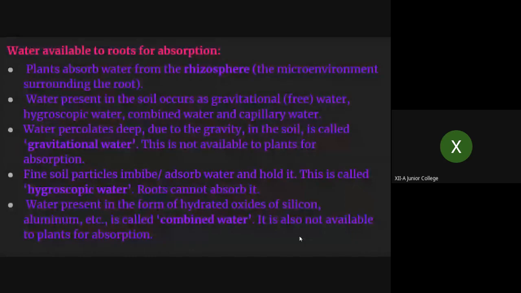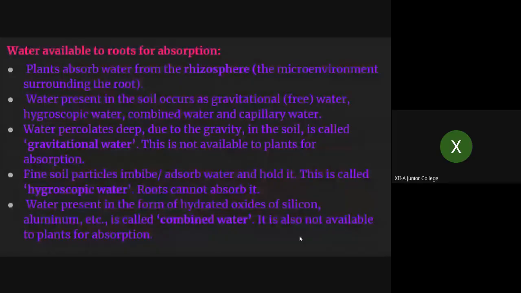Water percolates deep due to gravity in the soil, and this is called gravitational water. Whenever there is rain, first of all the surface area, and then it goes deep to the ground because of the gravitational force, right? There it is stored, that is called gravitational water, and that is not available to the plants for absorption, because of the gravity of the earth it goes deep down.